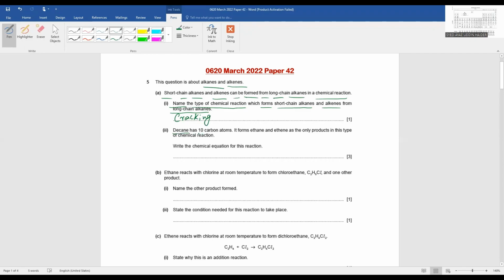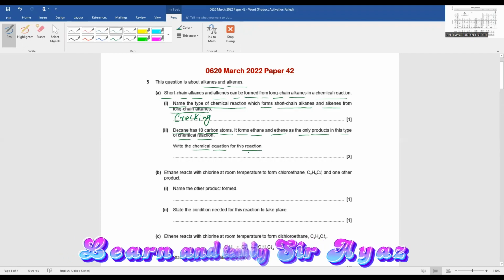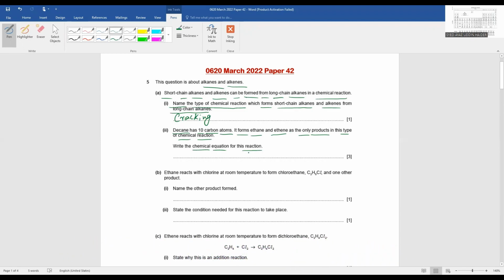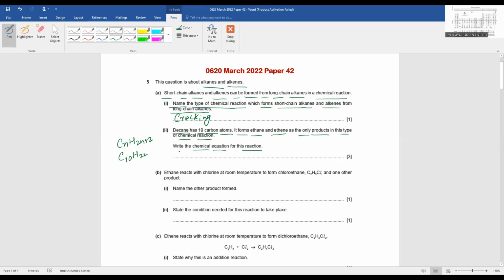Number 2, decane has 10 carbon atoms. It forms ethane and ethene as the only products in this type of chemical reaction. Write the chemical equation for this reaction. You know the formula of decane. Recall the general formula of alkane, which is CnH2n plus 2. If you put the value of 10, what will you get? You will get C10 H2 multiplied by 10, 20, 20 plus 2, 22. So we'll write C10H22.